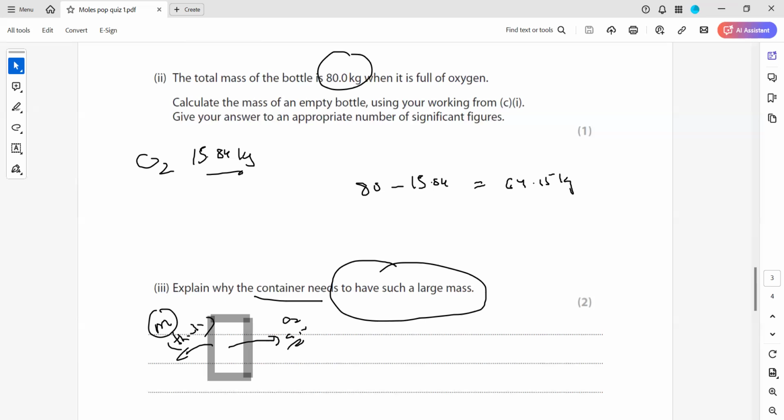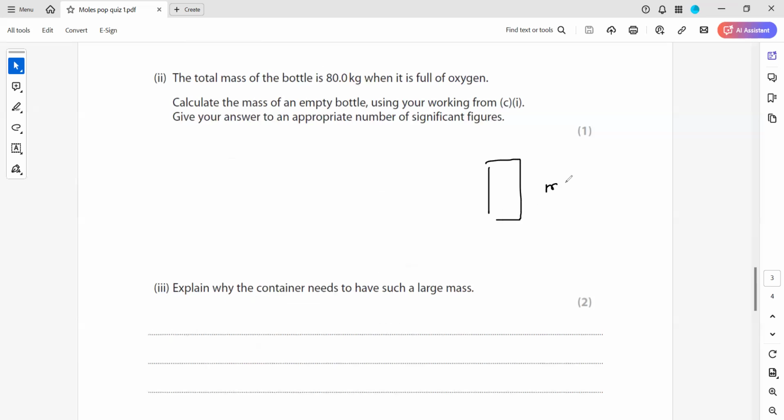So the question is simply why the gas container should have a very high mass. The gas containers are hollow from inside, like there's no mass inside. All the mass is outside. So if all the mass is outside, it means the mass is only due to the walls.